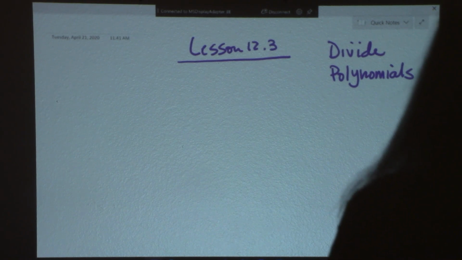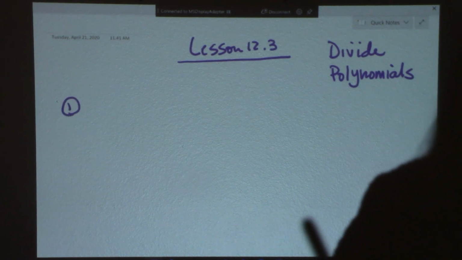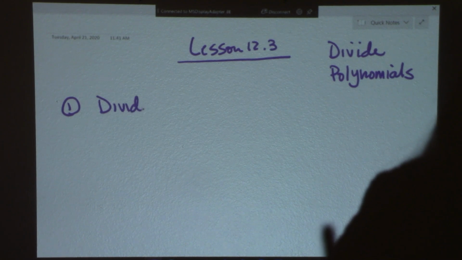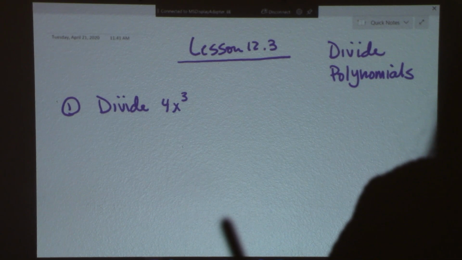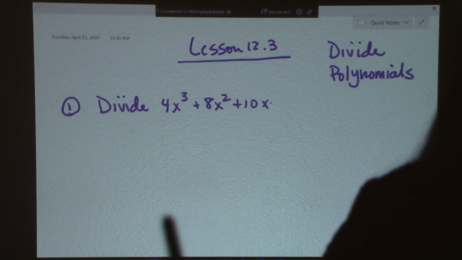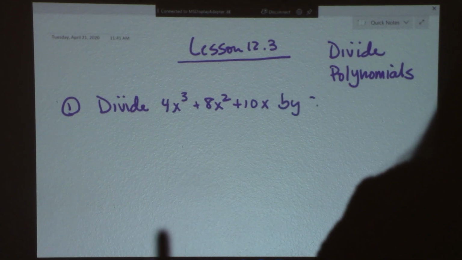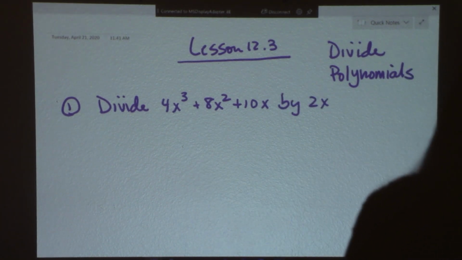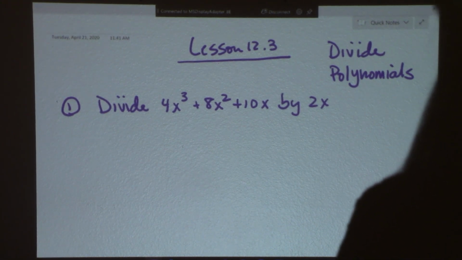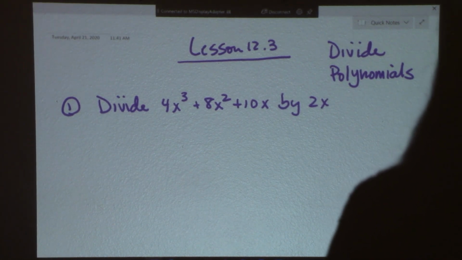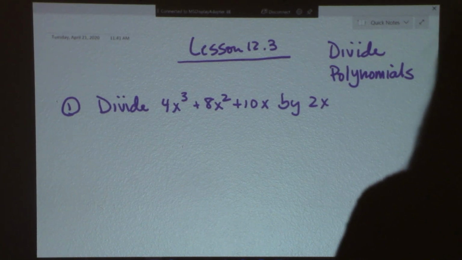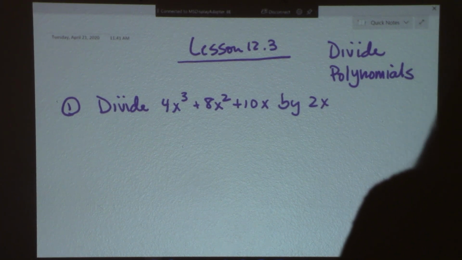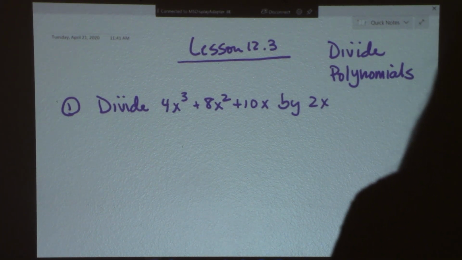And to do that, we're going to have our polynomials, and here are the directions. Divide 4 times 3x cubed plus 8x squared plus 10x by 2x. All right, so we're dividing polynomials, algebra equations. Now this looks hard and complex, but we actually use a very basic method that you learned in elementary school. We just use a house or long division.